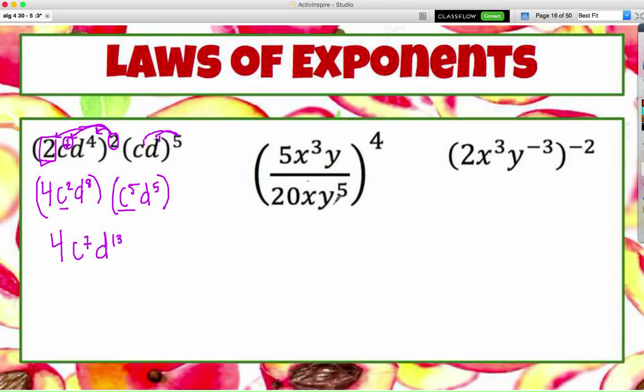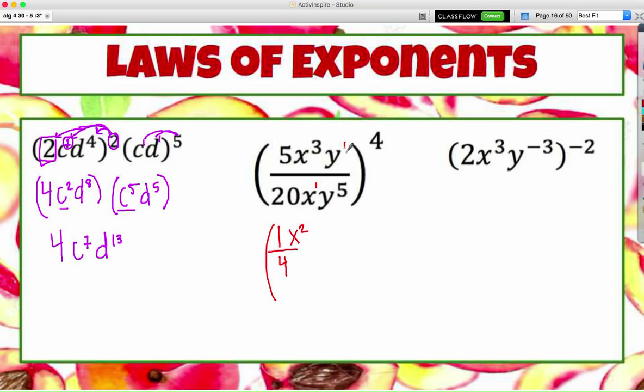So if I simplify what's inside first, 5 and 20 are coefficients. I will not subtract them. They are just normal numbers, and 5 over 20 will reduce to 1/4. But when I get to these x divided by x's here, I'm going to follow the quotient rule. X to the 3rd on top with an x to the 1st on the bottom. 3 minus 2 will leave me x squared on top.